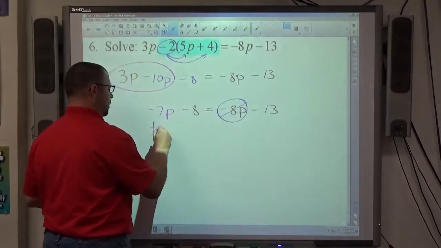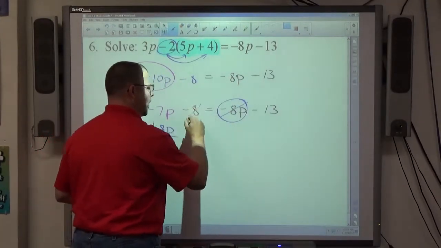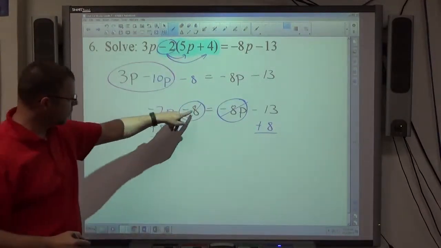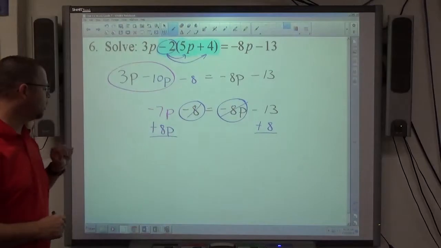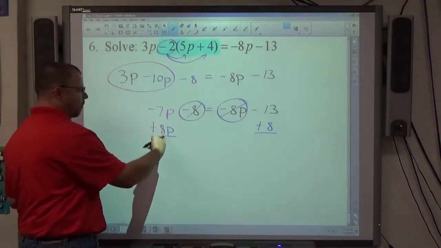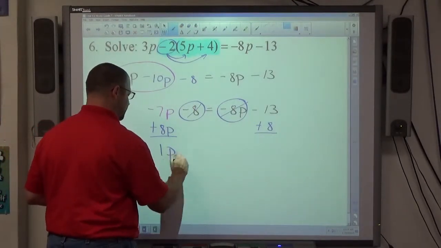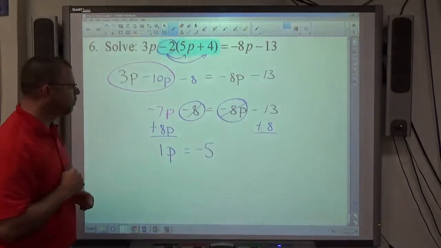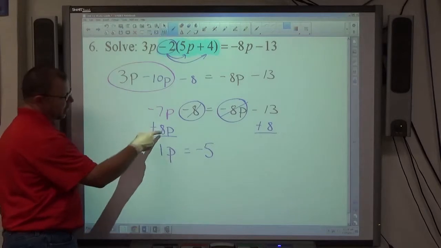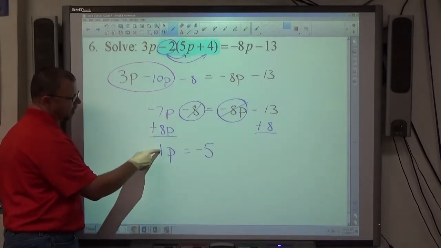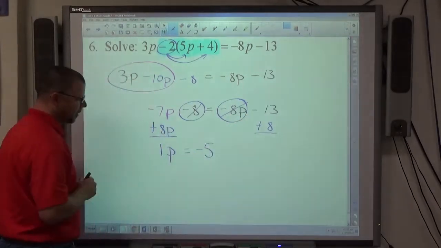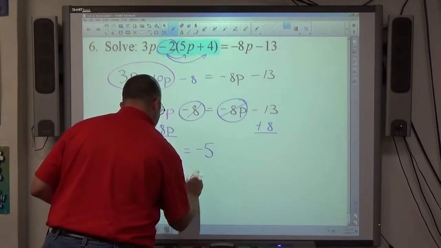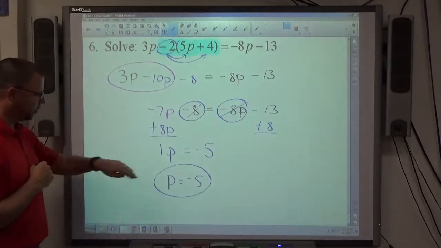I'm going to move 8p over here. I'm going to move 8 over there. Both objects that moved changed signs, so negative 8 became positive, negative 8p became positive. These are opposite signs, so I subtract. Those are opposite signs, so I subtract. In each case, I put the bigger number's sign on the answer, so 8's bigger, positive, 13's bigger, negative. 1p equals negative 5 is the final answer. 1p and p are the same thing, so you're done.